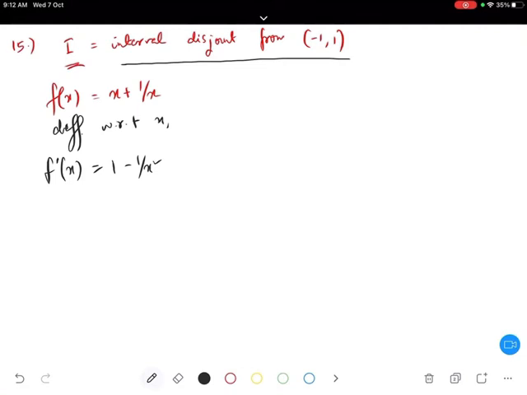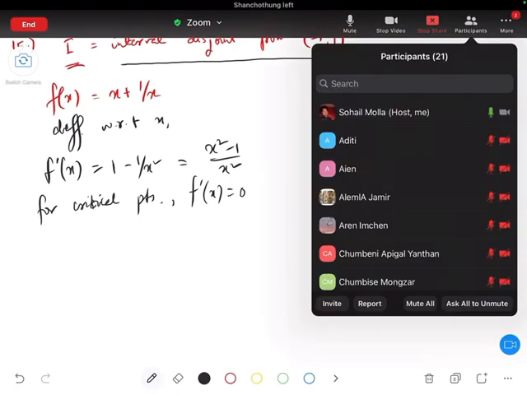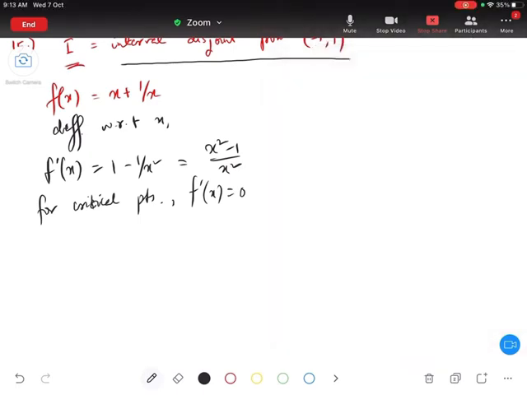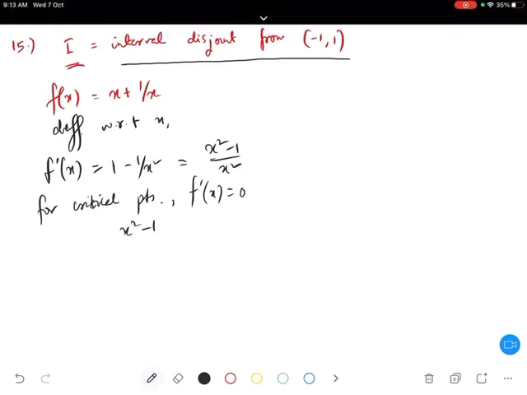Now after getting this one, we will do what? Find critical points. So for critical points, what I will do is f dash x equal to 0. Achha, here I can simplify this one further. If I take LCM, x square minus 1 divided by x square. Okay. So this is what we got. Now let's simplify. So I get x square minus 1 divided by x square is equal to 0. This x square can never be 0. If x square becomes 0, then the whole expression will become undefined. So x square cannot be 0.